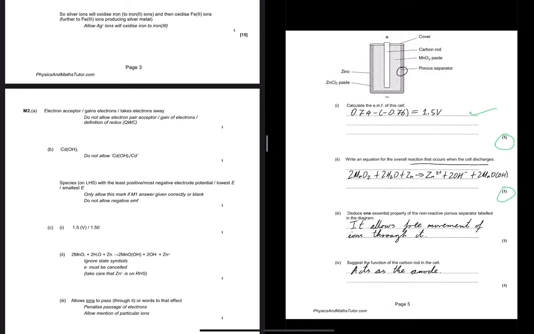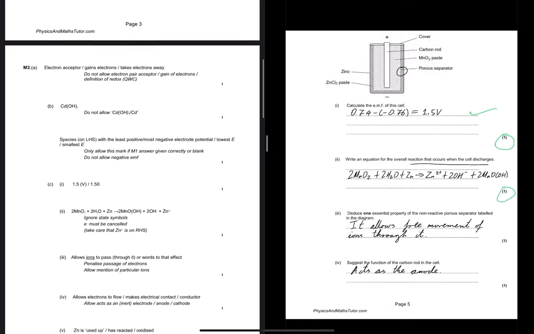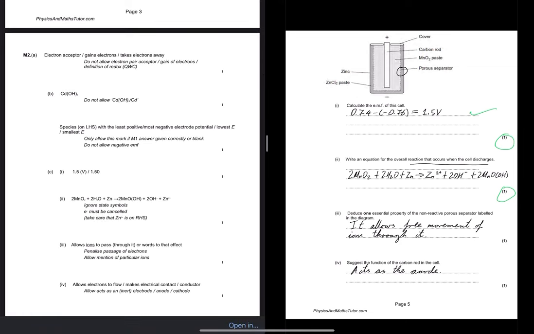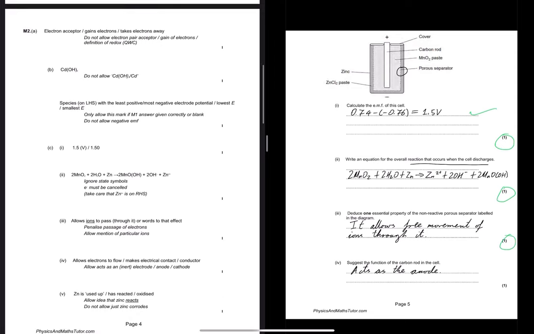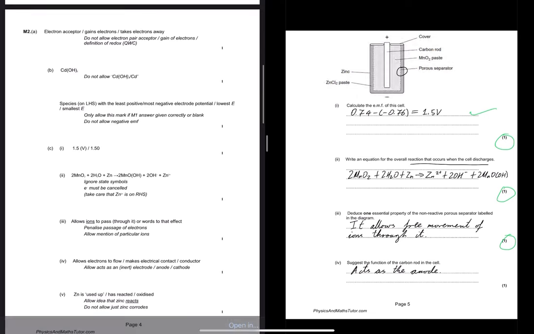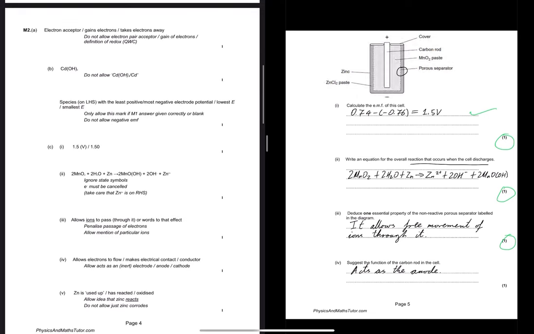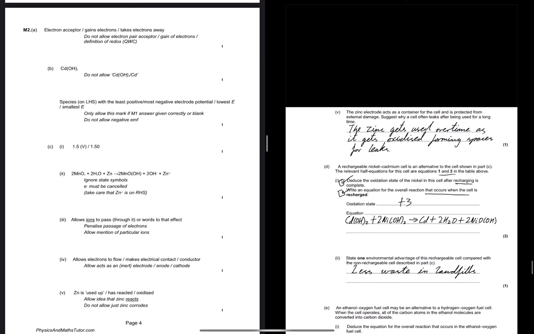Great. It allows free movement, allows ions to pass through it, or all words to that effect. So just anything relating to that. It allows free movement of ions through it. That's the same thing. Next one is allows electrons to flow, makes electrical contact. It does say allow act as an anode. Doesn't prefer it, but it says you can say that, so that's a mark there.